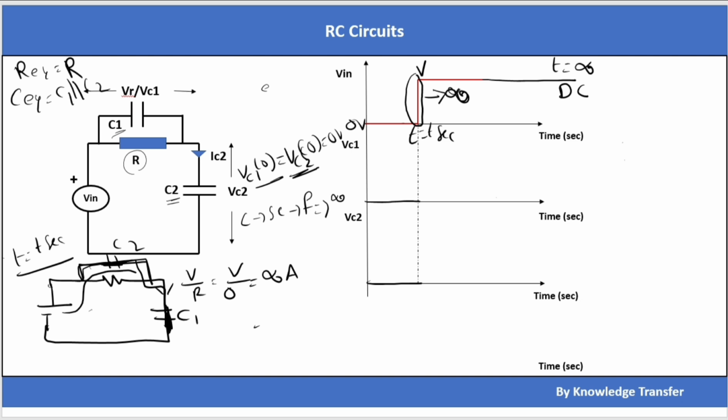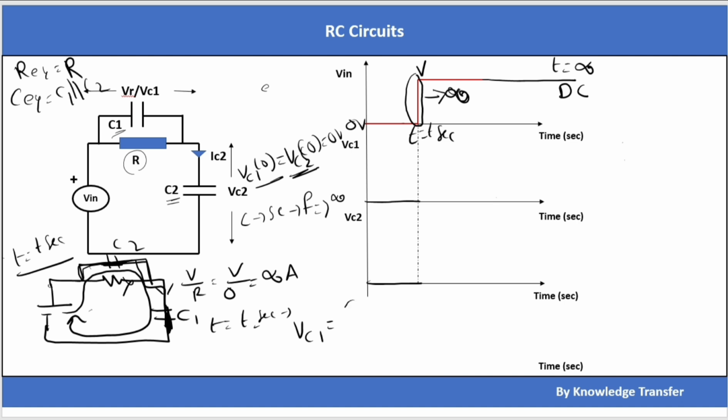Okay, the current flow, if I draw, is like this. Current path is like this. No current will flow through the resistor. Because an infinite amount of current is flowing through the capacitors at t equals 0 seconds only, both C1 and C2 will charge to a certain voltage.